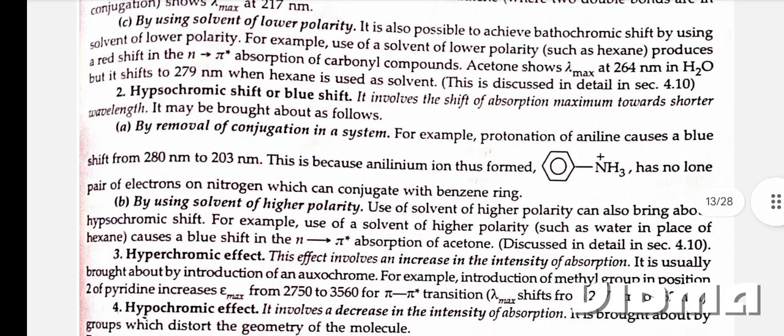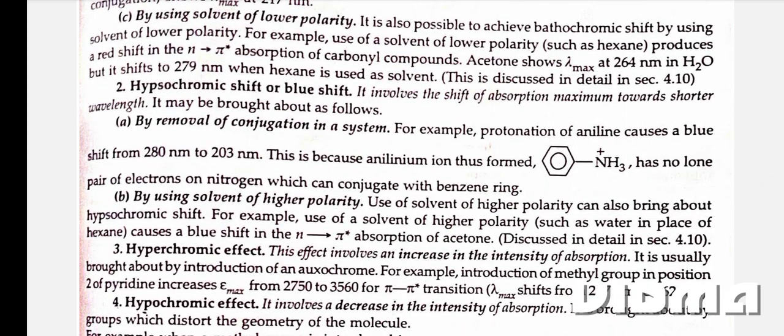By using solvent of lower polarity, it is also possible to achieve bathochromic shifts. For example, use of a solvent of lower polarity produces a red shift in the n to pi star absorption of carbonyl compounds. Acetone shows lambda maximum at 264 nanometer in H2O, but it shifts to 279 nanometer when hexane is used as solvent.